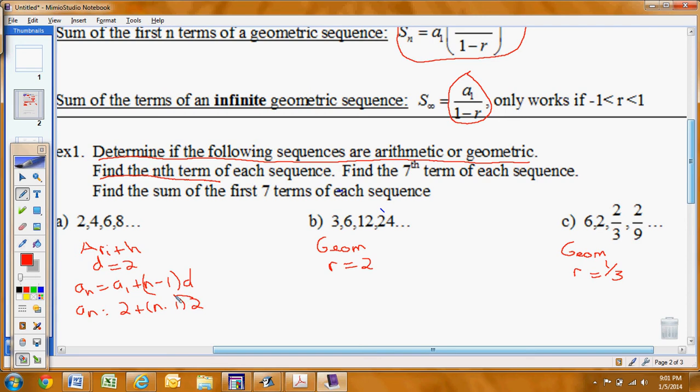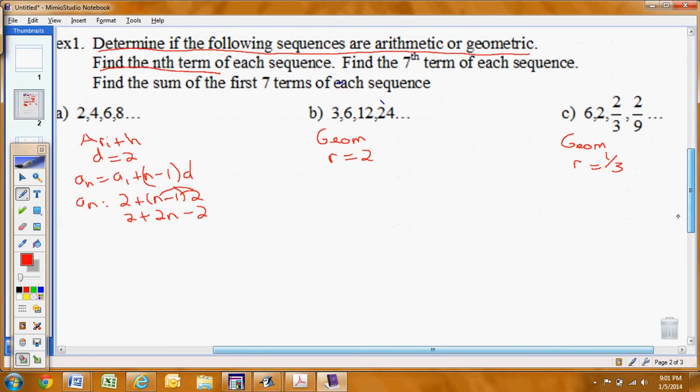And then we could distribute this 2 in here to clean this up a little bit. So we just do a little bit of algebra here. We get 2 plus 2n minus 2. Clean that up some more. The 2 and the minus 2 cancel each other out, so we just get 2n. And that will give you the nth term.